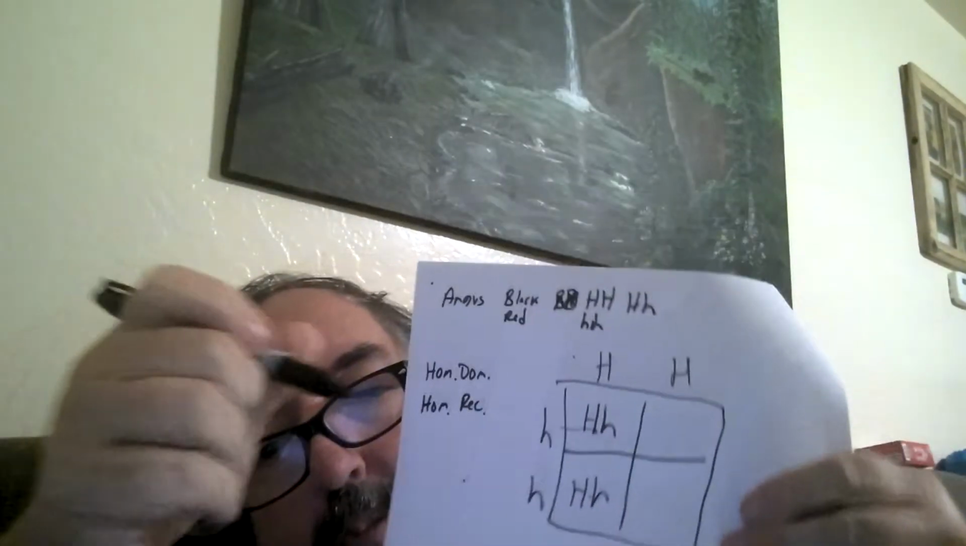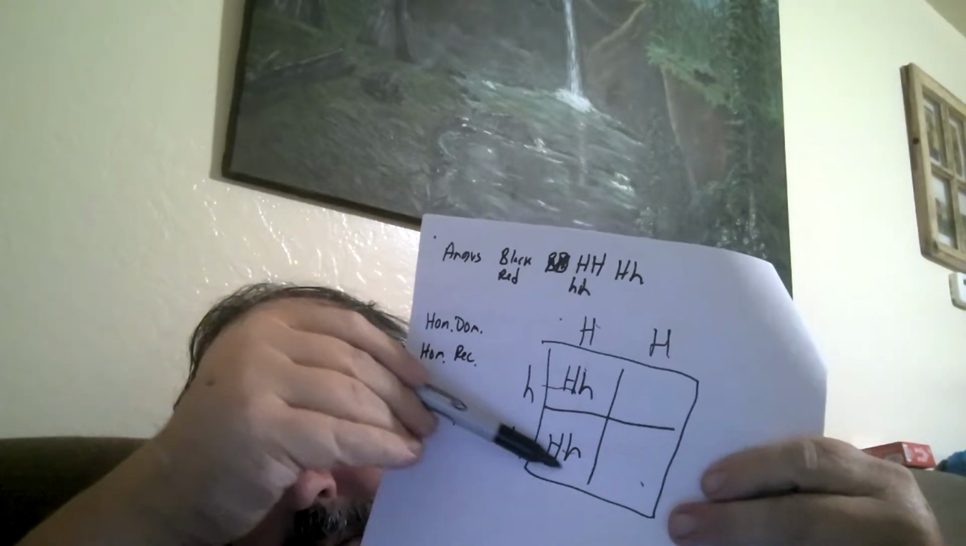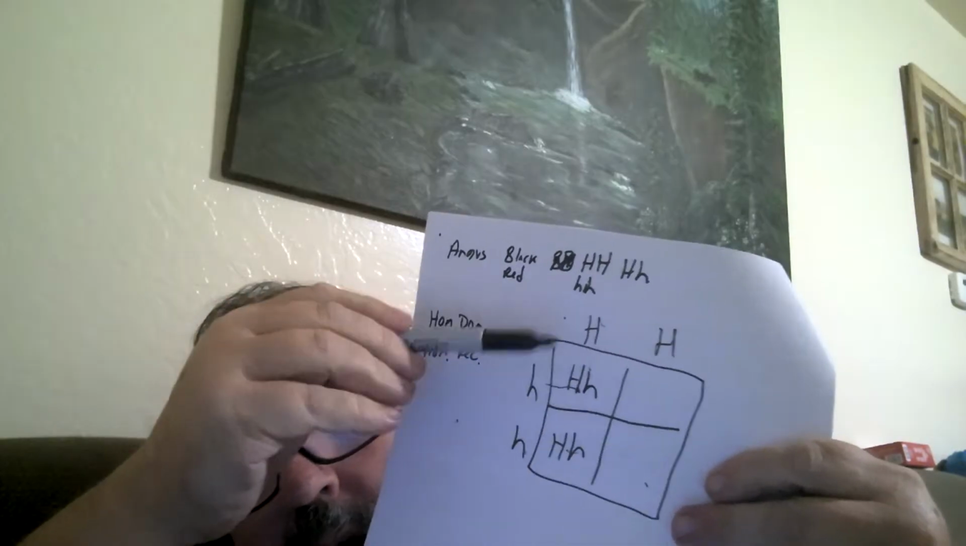Next one is also going to be big H, little h. Big H comes down from the top. Little h comes over from the side. It's going to turn out all 4 of these are going to be big H, little h.